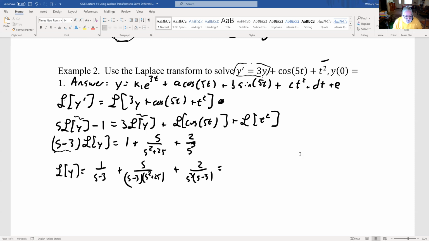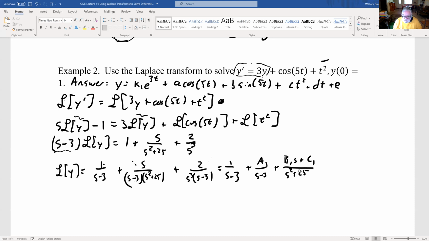Well, dig back in your brain and find the partial fractions decompositions. So we have 1 over s minus 3, that's this term. s over (s minus 3)(s squared plus 25) should be some constant, we'll call it a1, over s minus 3 plus (b1 s plus c1) over s squared plus 25. So that's our partial fractions decomposition of this term.